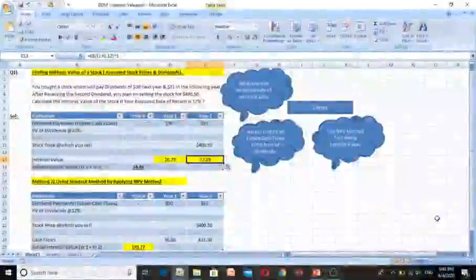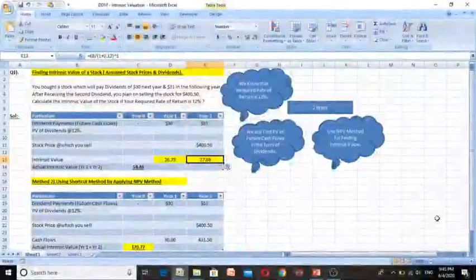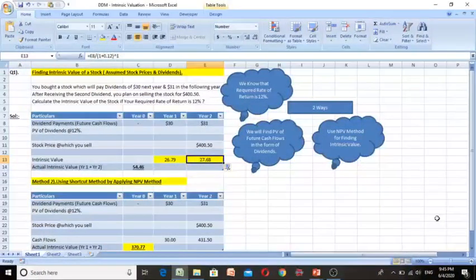So let's read the question very carefully my dear friends. So they are saying, suppose you bought a stock which will pay dividends of $30 next year and $31 in the following year. So the dividend information is given to you in the question. Fine. And what they are saying is that after receiving the second dividend, which means this $31, you are planning to sell a stock at $400.50.